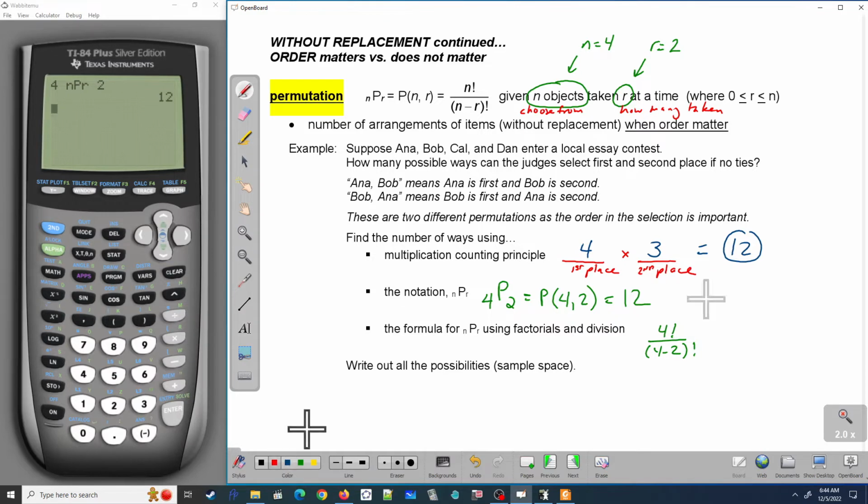But I didn't need a calculator to do the following. I could have gone 4 factorial over 2 factorial, and then what I would have done is written this out as 4 times 3 times 2 times 1 all over 2 times 1, and I would have gone ahead and canceled those out, and I would have still come up with 12. Just go ahead and write that down, 12 permutations.